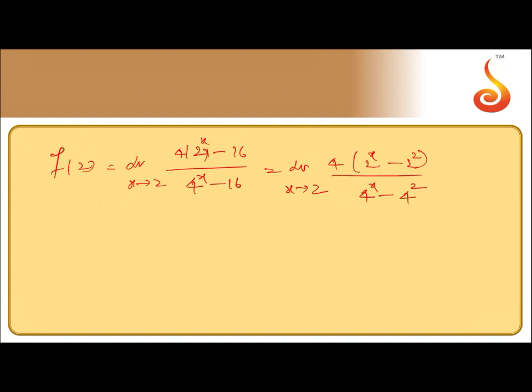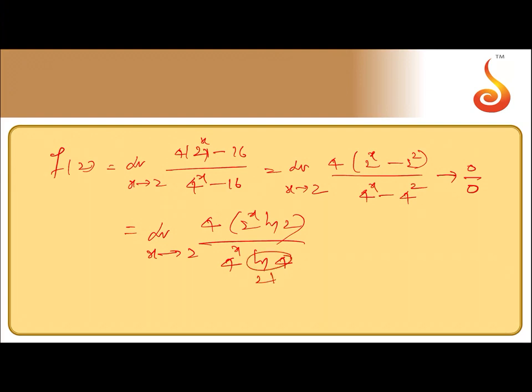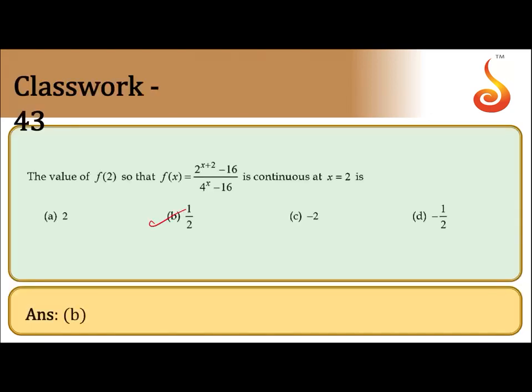As x extends to 2, of course, this value happens to be 0 by 0 form. You can apply the derivatives concept. Therefore, the numerator, limit as x extends to 2, is 4 multiplied by 2 power x into log 2, divided by 4 power x multiplied by log 4. Of course, log 4 can be replaced by 2 log 2, so that log 2 gets cancelled. As x extends to 2, you'll be getting 4 multiplied by 4 divided by 16 into 2. So that is equal to 1 by 2. So the answer is 1 by 2.